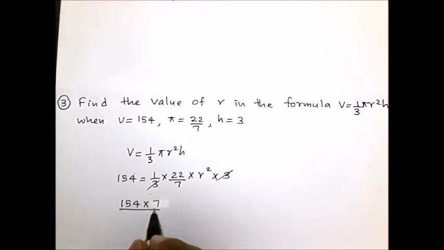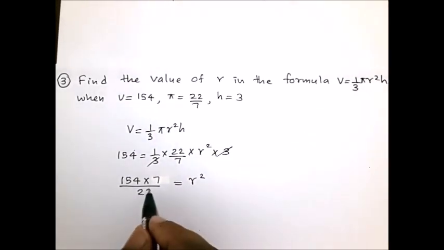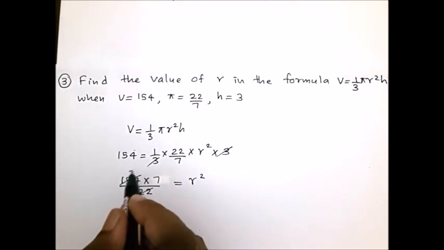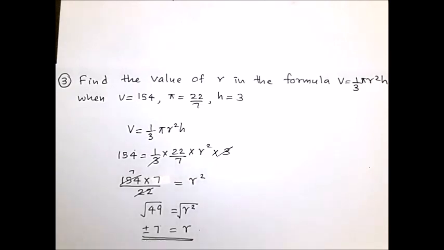154 multiplied by 7 divided by 22 equals R to the power 2. Now cancel 22 and 154. It is 7. 7 times 7 is 49. R to the power 2. Now you can take the square root of both sides. R equals plus or minus 7. The square root of 49 is 7.